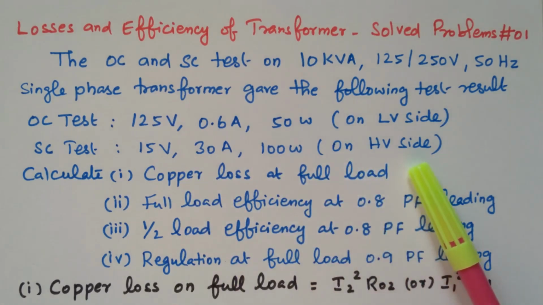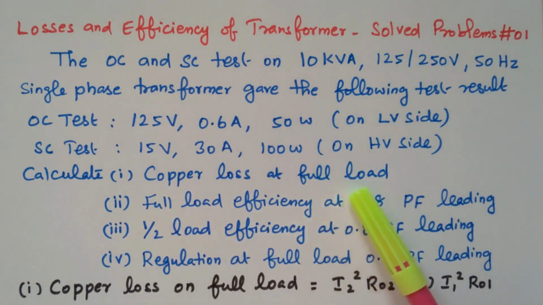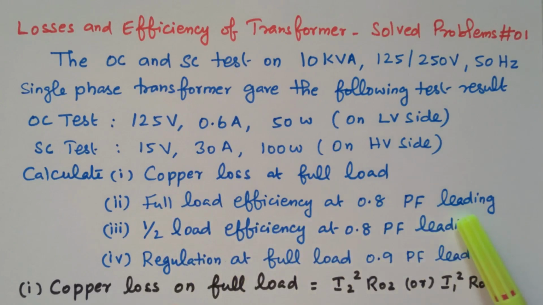Now we need to calculate the copper loss at full load, the full load efficiency at 0.8 power factor leading, the half load efficiency at 0.8 power factor leading, and the regulation at full load 0.9 power factor leading. So we need to find four different values.